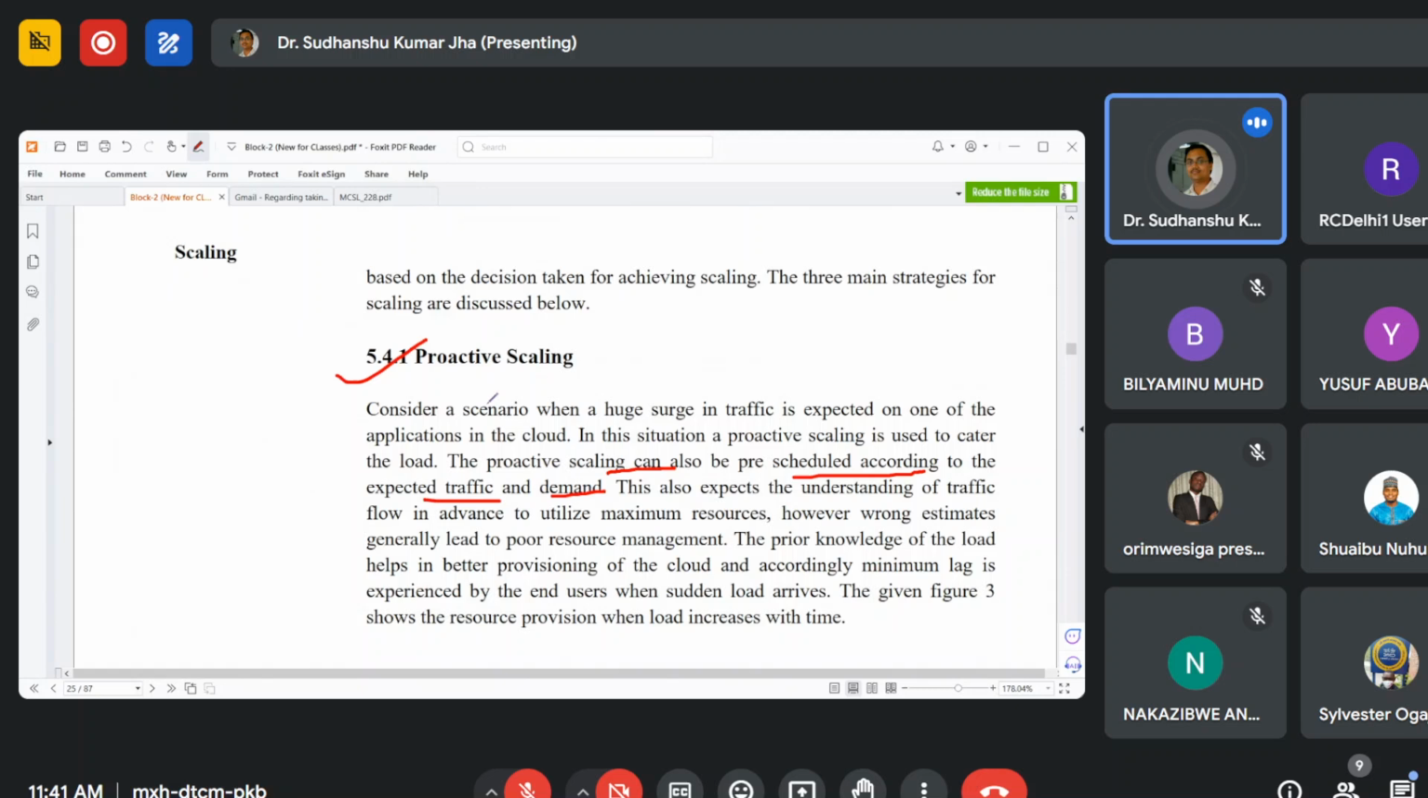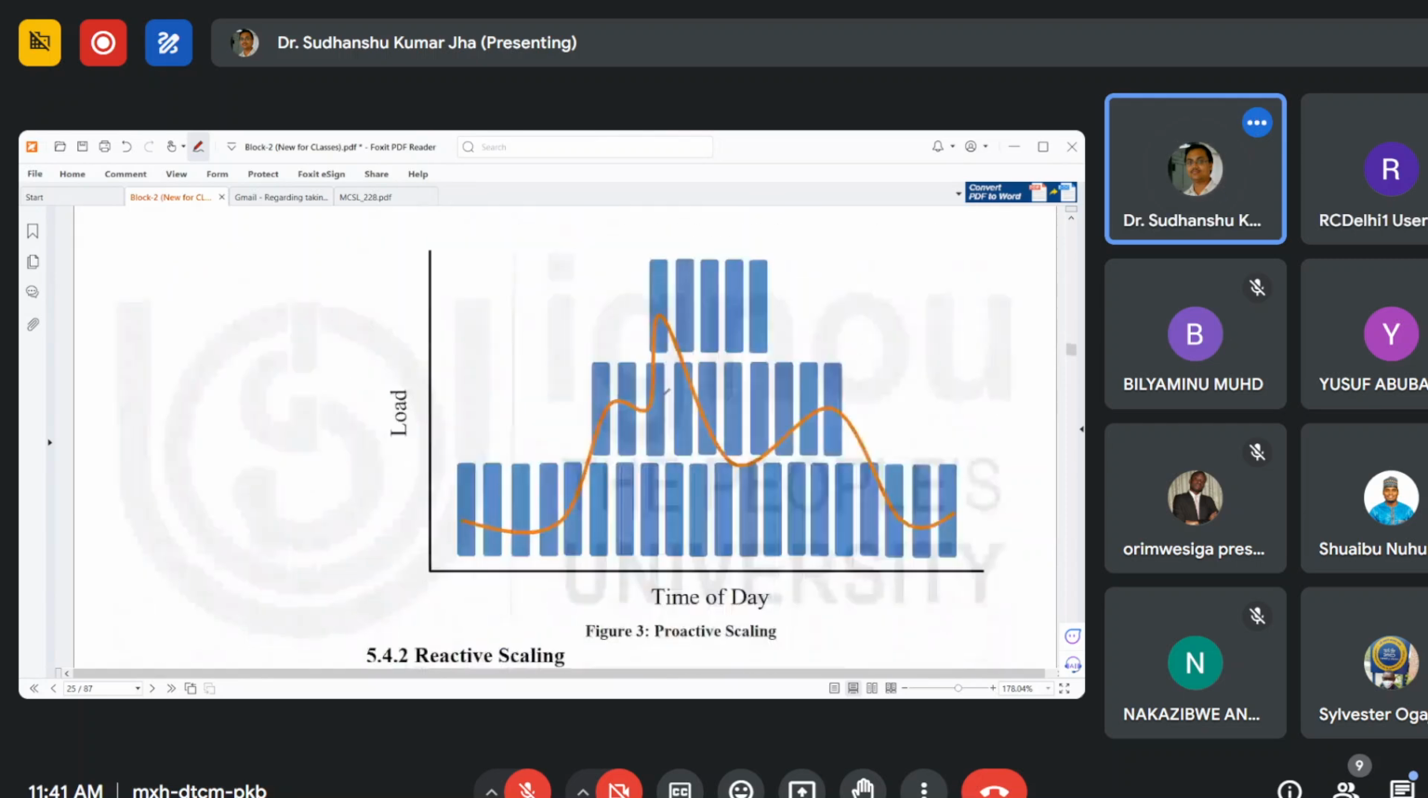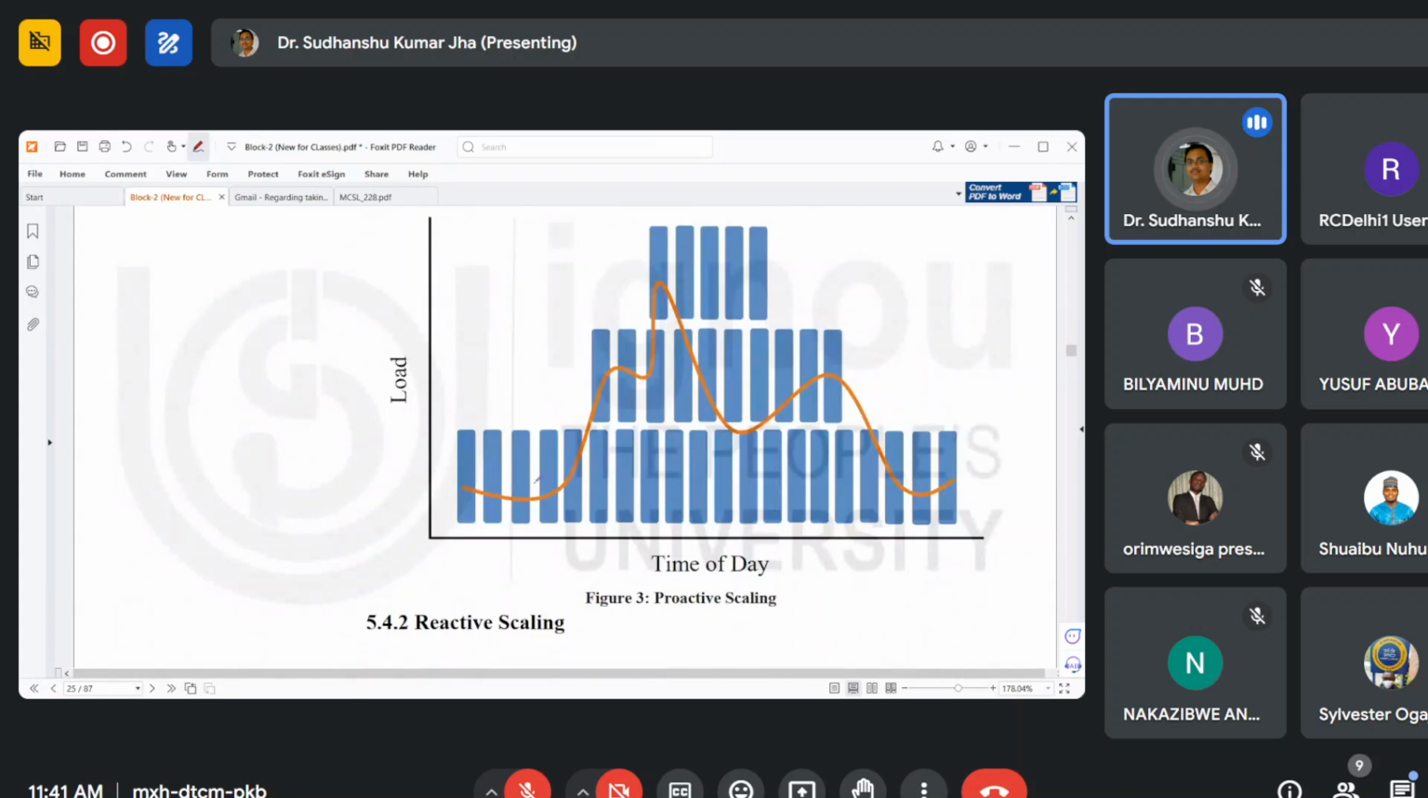So that is the proactive scaling. Proactive scaling basically tells us that you should increase the number of resources by a certain amount as per the workload demand. You can see here that as soon as the load is increasing, resource allocation is going in a pretty fixed, pretty decided manner.